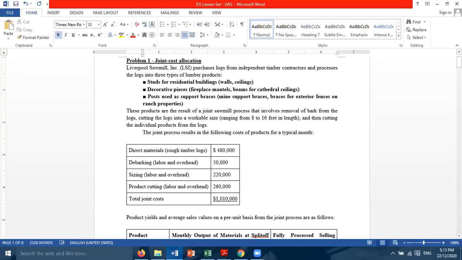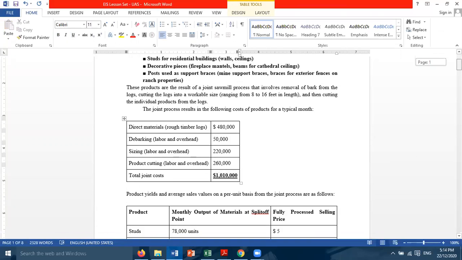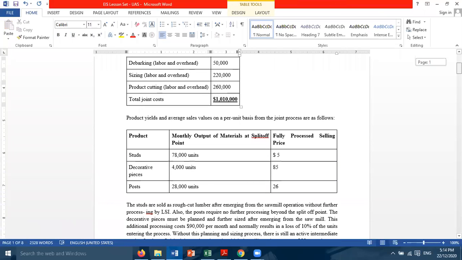The joint process results in the following costs of our products for a typical month. And here we can get the total joint cost. Next, product yields and average sales value on a per unit basis from the joint products are as follows. Here we get the output of materials at the split off point, or after the joint cost process, and we'll get the information on the fully processed selling price.